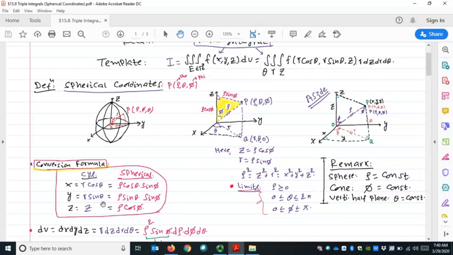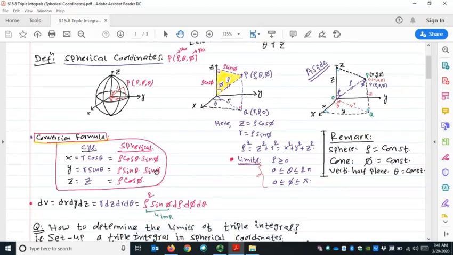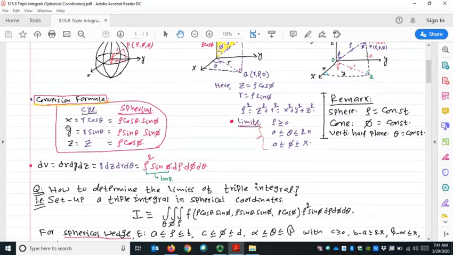Now let me go to the conversion formulas. The conversion of Cartesian coordinates to spherical coordinates and also to cylindrical coordinates. This is the revision from previous sections. We covered conversion from Cartesian to cylindrical coordinates. Now today we are focusing on conversion of Cartesian coordinates to spherical coordinates. Let me scroll down. So x equals, in cylindrical coordinates, r cosine theta. And we found r equals rho sine phi here.